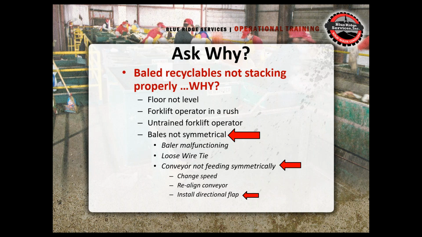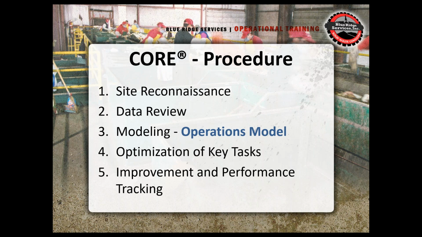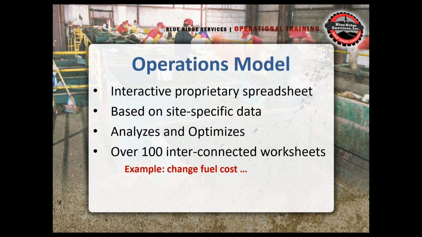And we were working at a MRF recently where the bales were coming out lopsided, and it's because the conveyor was just feeding into one side of the baler more than toward the other side, so the bales were forming in an unsymmetrical way. They weren't stacking properly. So a core goes through this whole process to help us identify the root causes. That's the bottom line. We're looking at root causes.